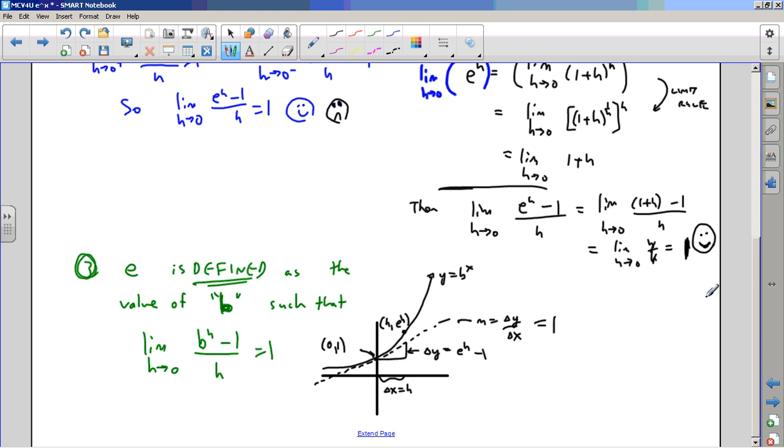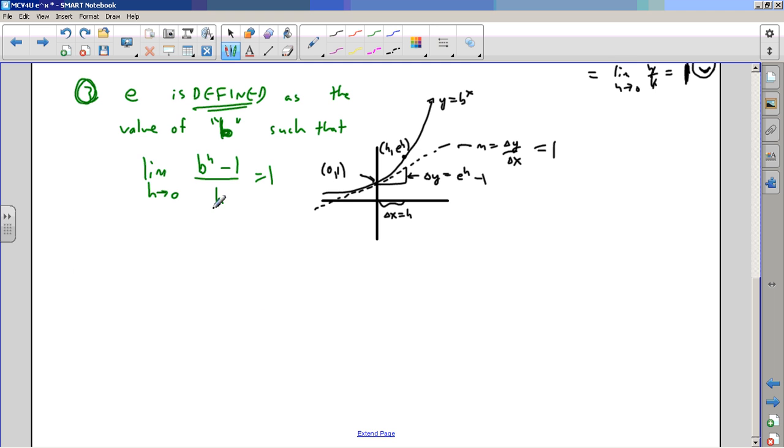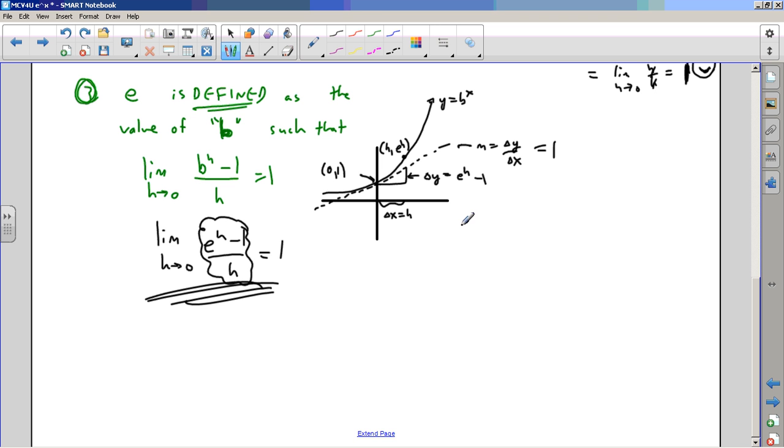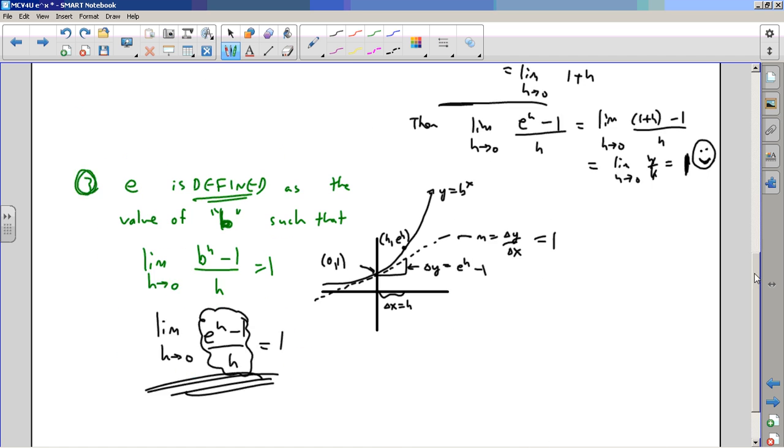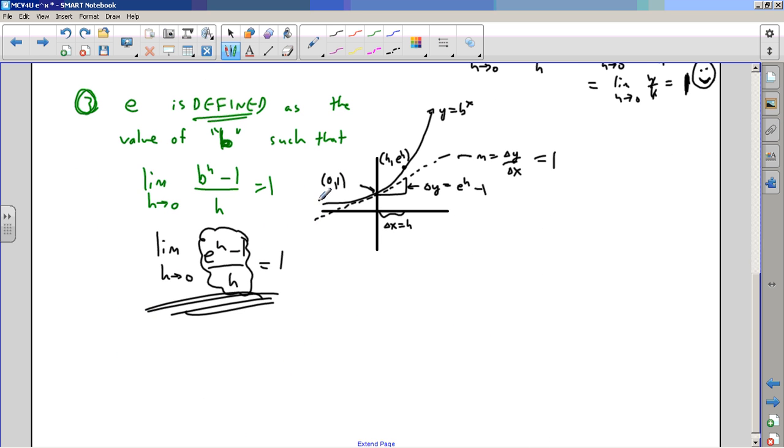And they said, okay, well, we're not sure if there is such a number. 2 didn't work and 3 didn't work. We're going to call the number that does work, we're going to call that e. And in fact, all of this limit business comes down to the definition. E is defined by this limit because of this picture. They needed to find the function where this slope of the tangent was 1, and in fact that's where e came from. And all of this other business came after the limit existed.